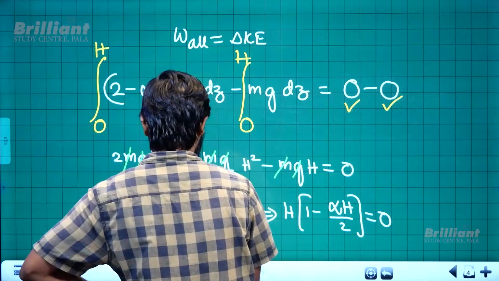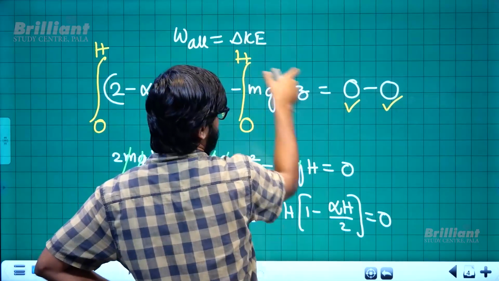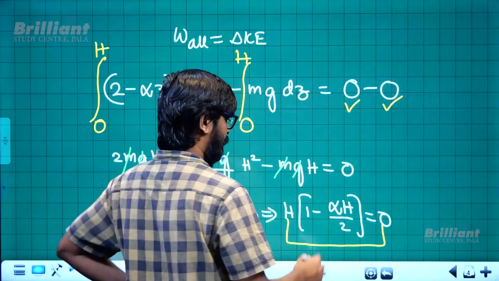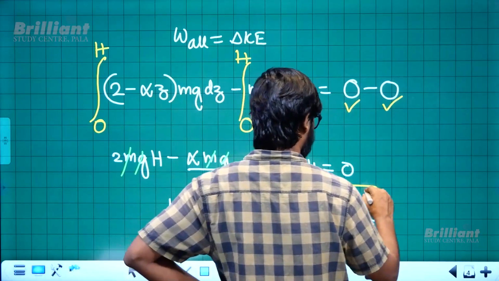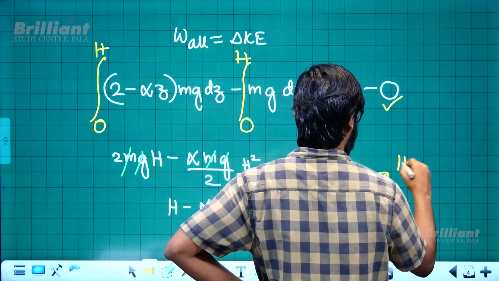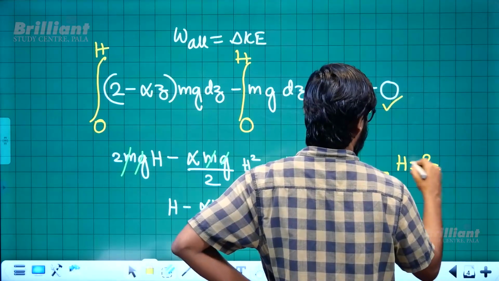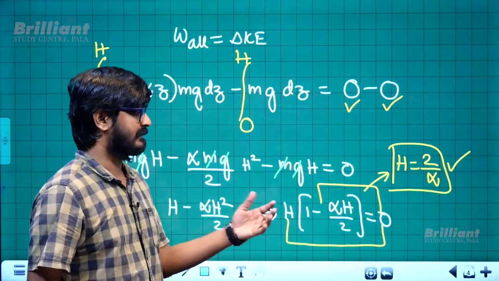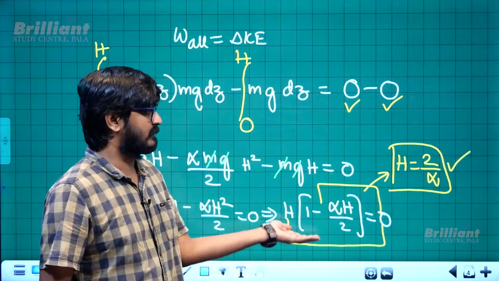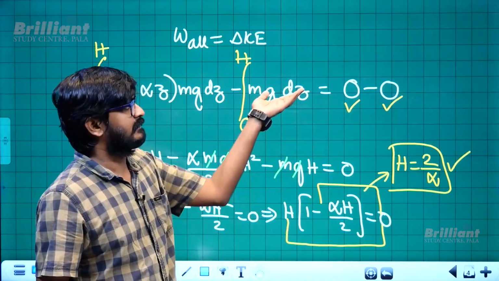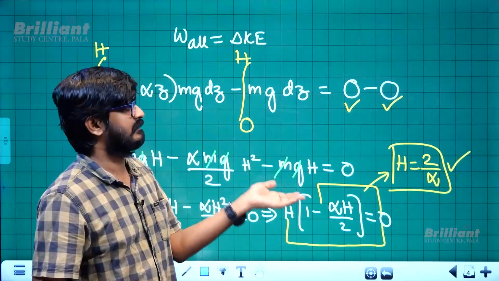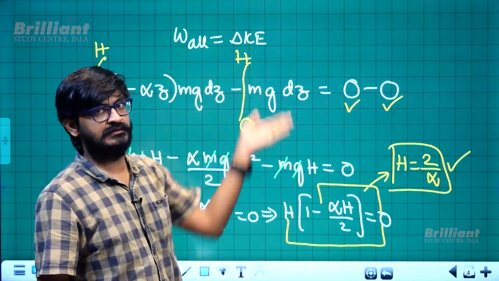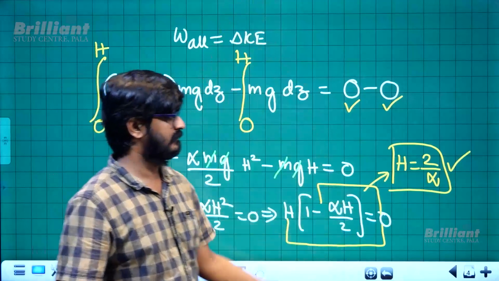So from here you will be getting two roots. When will the change in kinetic energy be 0? That is when h is 0, that is the initial point, right? Or when this factor is 0. When this is 0, what root will you get? H equals 2 by alpha. That is when h equals 2 by alpha, again the kinetic energy is going to become 0. Initially the force is trying to pull it up, somewhere down the line the force will become less than mg, so it will be accelerating for some time and then it will be decelerating and come to rest, right? So that's the maximum height.